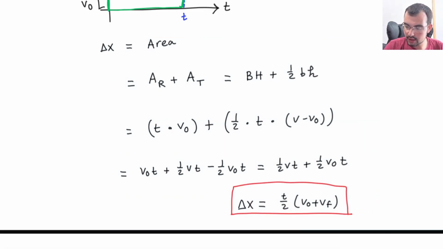Also, notice that this can also be written as v average times t, because I could write this as v0 plus vf divided by 2 times t. So this is actually v average times t, because I have v0 and vf. I'm adding two velocities, and then I divide by 2, so that is an average. And I forgot, we don't use the subscript f. So, okay.